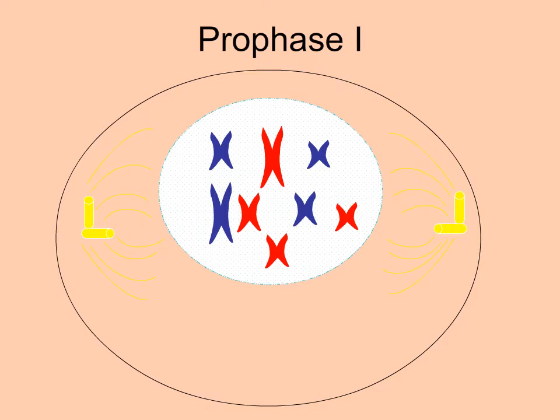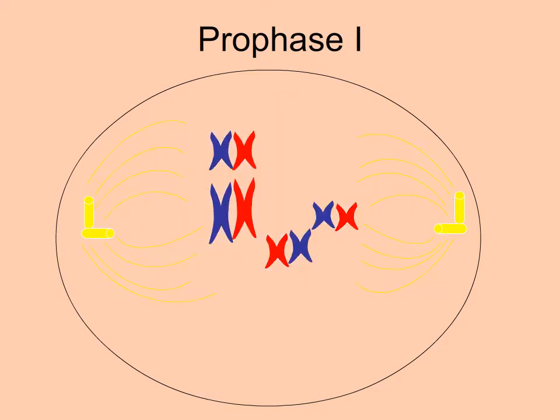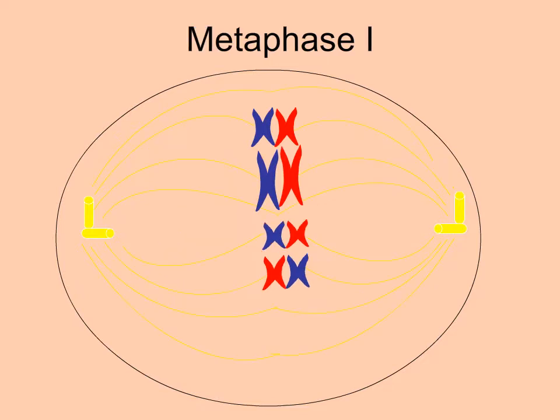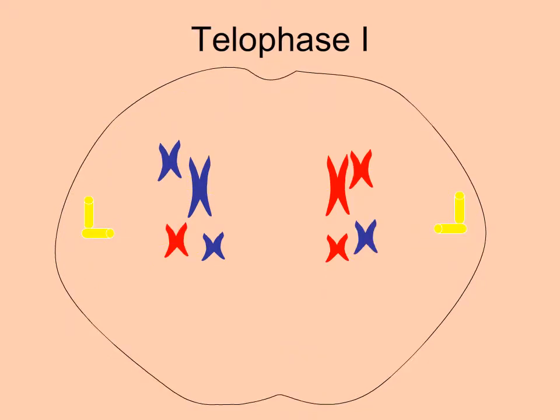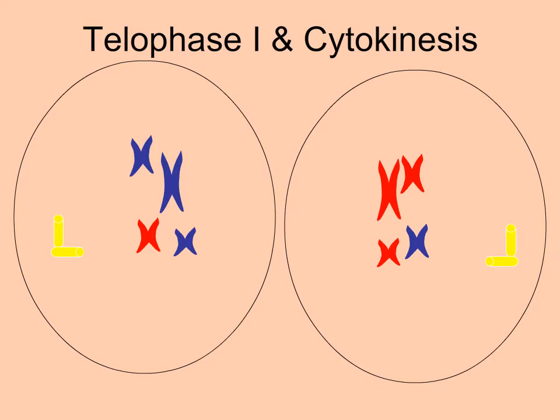Remember, in prophase 1 the spindle begins to form. Homologous chromosomes synapse and form tetrads. This is also when crossing over can occur. Crossing over does not take place in male fruit flies, but it does in most organisms. In metaphase 1, the tetrads line up at the midplane, and the homologous chromosomes separate in anaphase 1. In telophase 1, the haploid nuclei form, and cytokinesis creates 2 daughter cells.